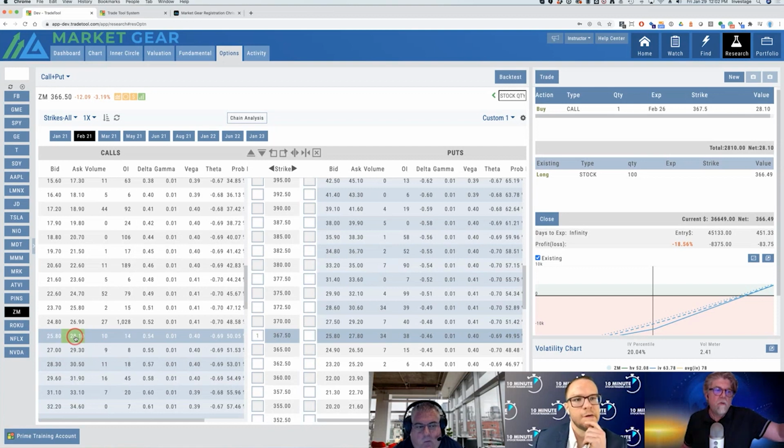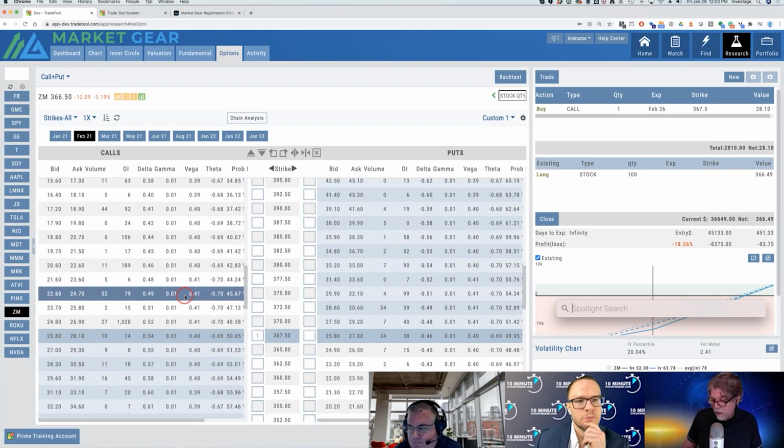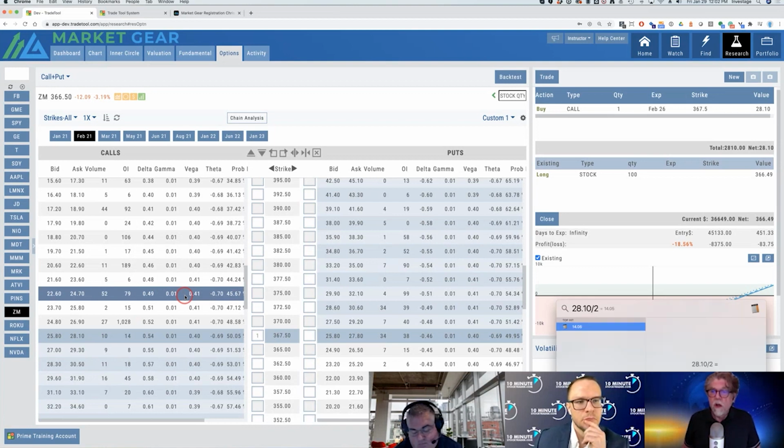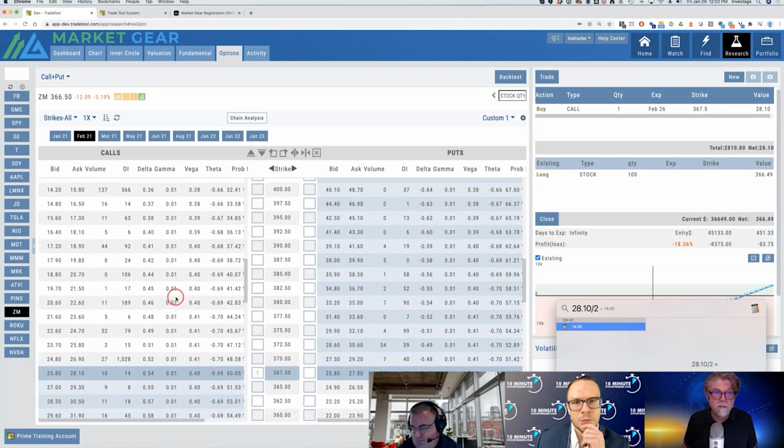To figure that out, really simple, I'm going to take that 28.10 and divide that by 2. That's $14.50. I need to bring in $14.50. So I go look at this. Where can I bring in $14.50? I can bring in $14.50 by selling the 397. You with me? Yeah.